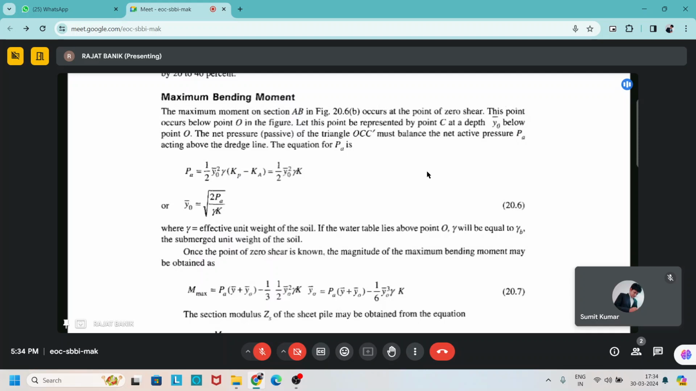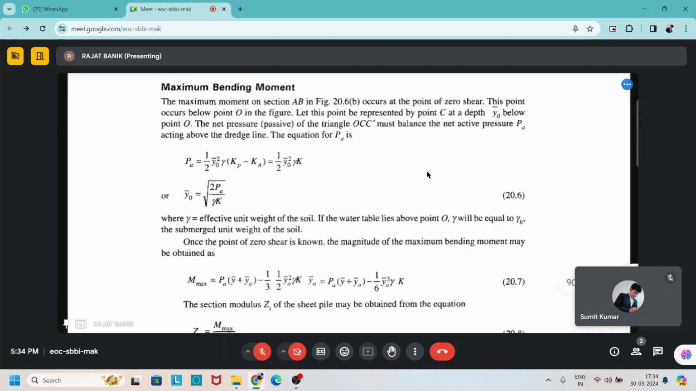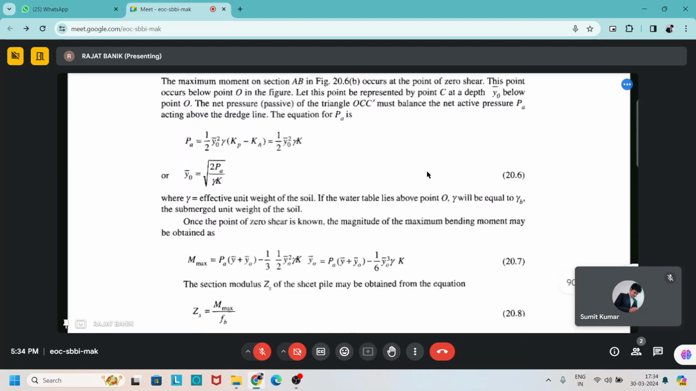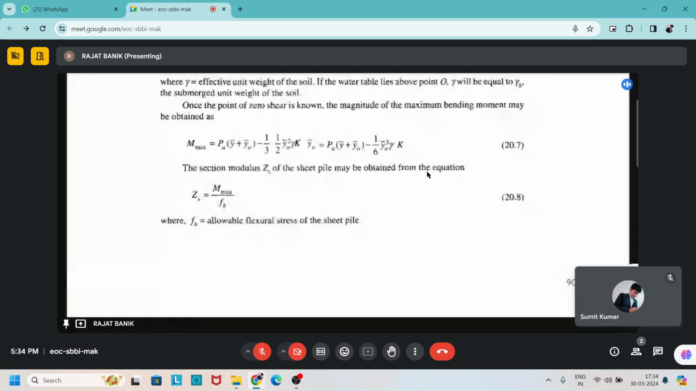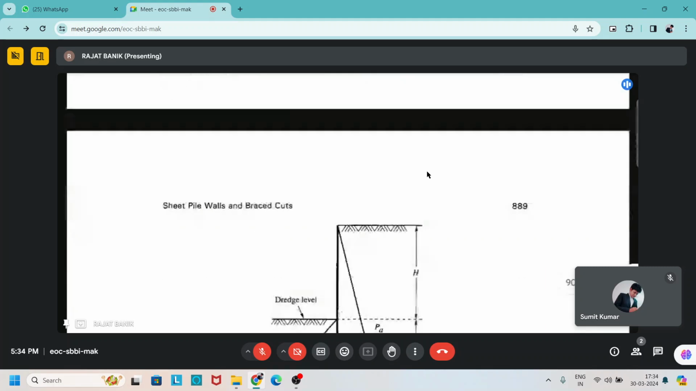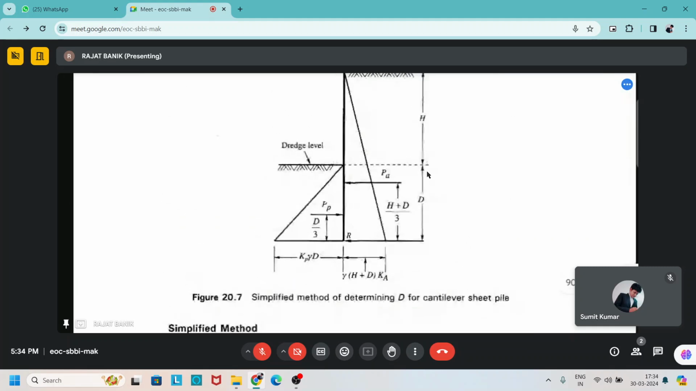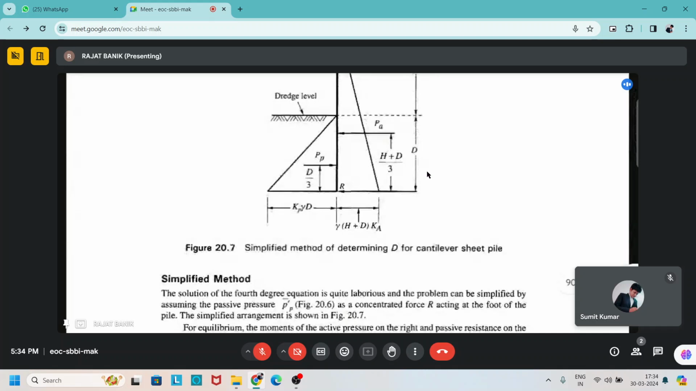The equation for PA is PA equal to half y naught square gamma (Kp minus K), and y naught bar is equal to root over 2PA by gamma (Kp minus K). Then find the maximum moment and the maximum section modulus, which is equal to Mmax divided by FD, where FD is the allowable flexural stress of the sheet pile. And there is another, simplified method.